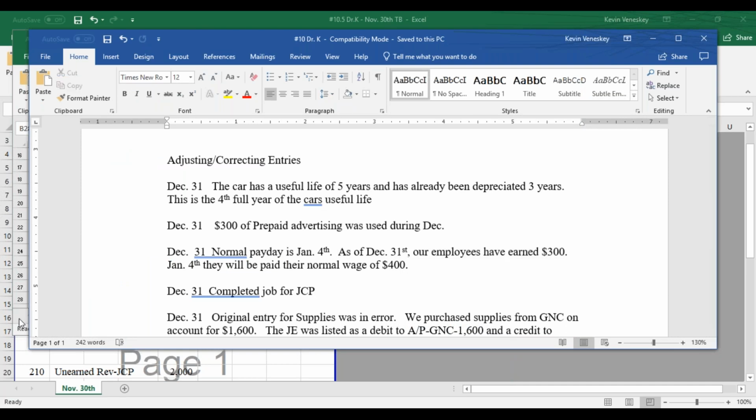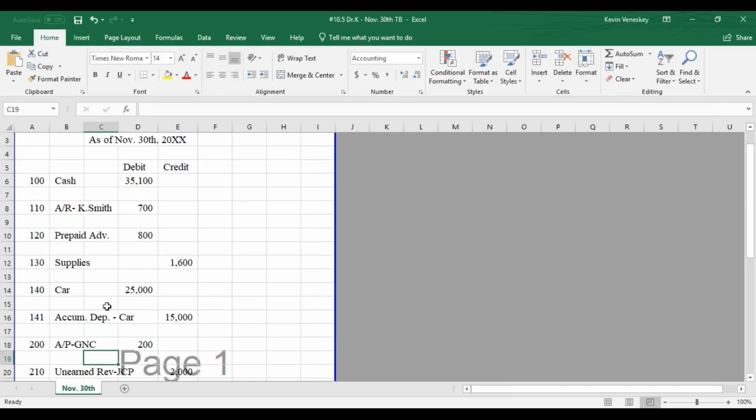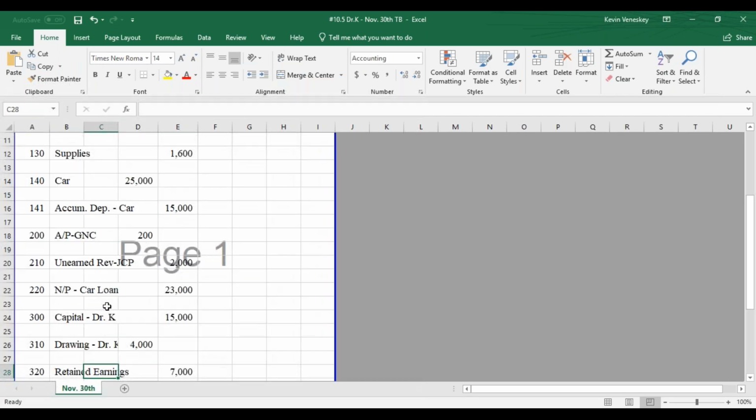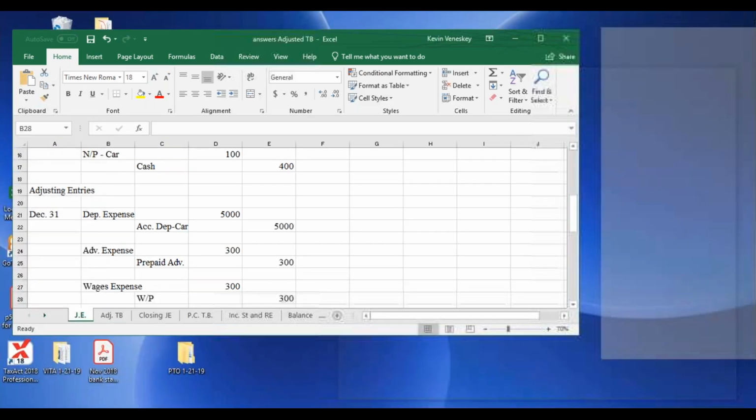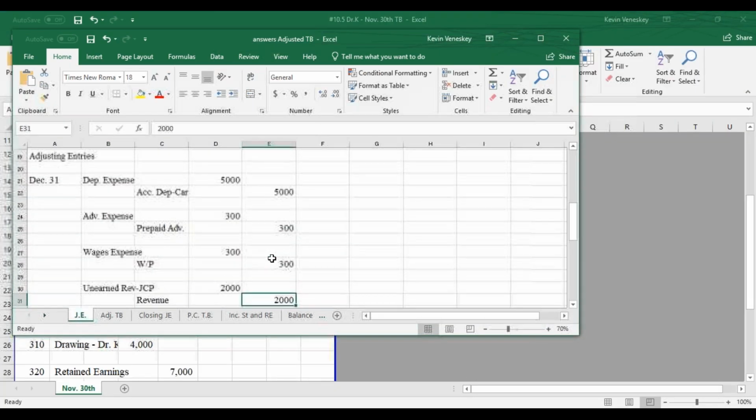Completed the job for JCP. I look at my opening trial balance again, or you would look at your key accounts. We completed the job. That means I owed them a job. And this shows me that, yep, I owed them a job, unearned revenue for $2,000. If I completed it, I do not owe them anymore. So I'm going to get rid of this credit. What did I get? I got a reduction on what I owe, so that is my debit. My credit is, why did I get a reduction? Because I did my job. That's service revenue.